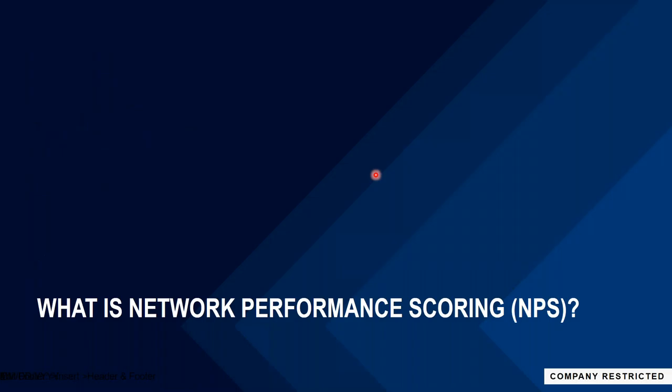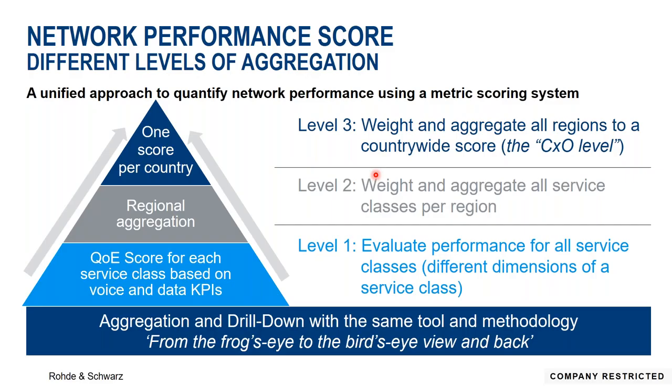First, what is MPS? The full name of MPS is Network Performance Scoring. It is a unified approach to quantify network performance using a unified scoring system. This is like taking an exam, but for the operators to see how much they're getting in their scores. It is out of 1,000 points. Then we can do benchmarking between operators to see who is the better operator and in what areas.